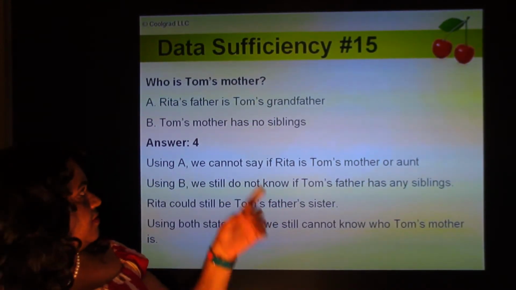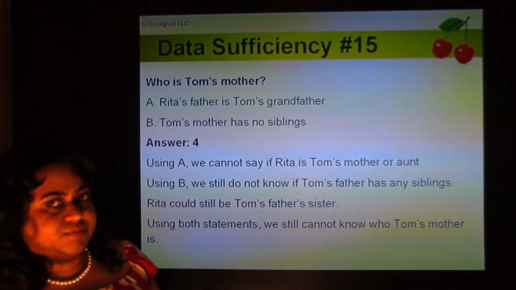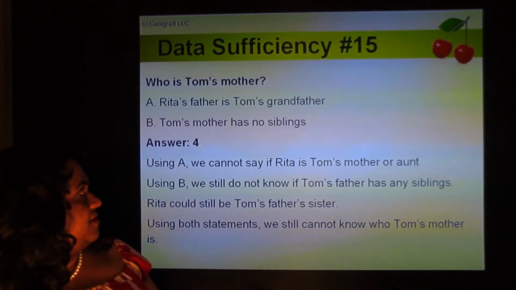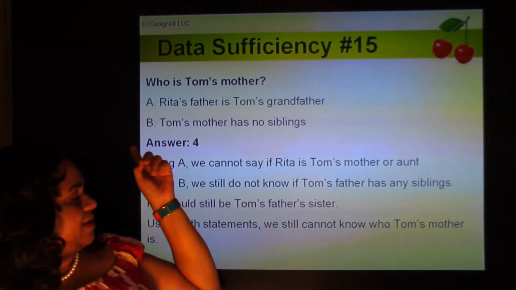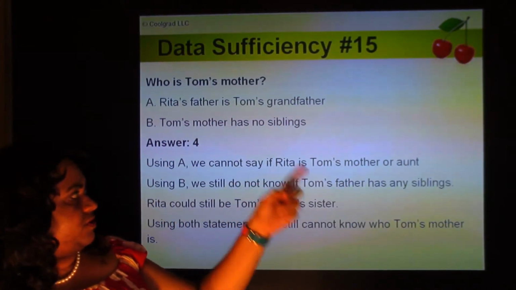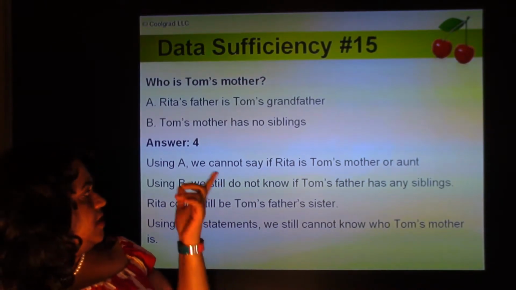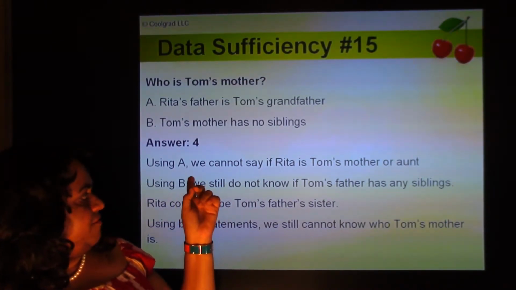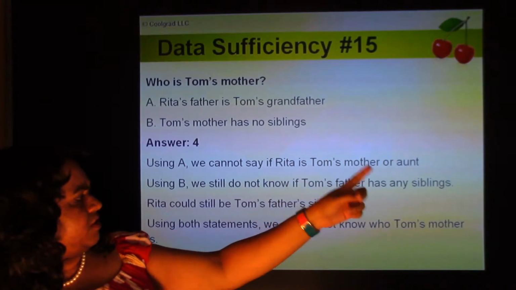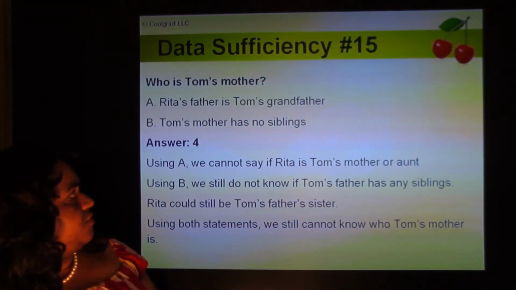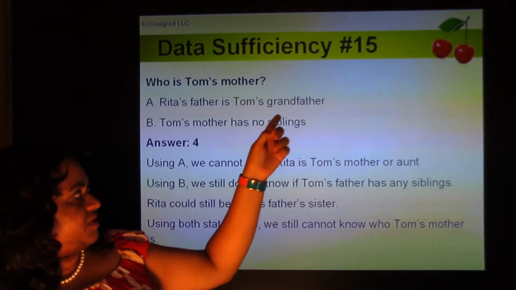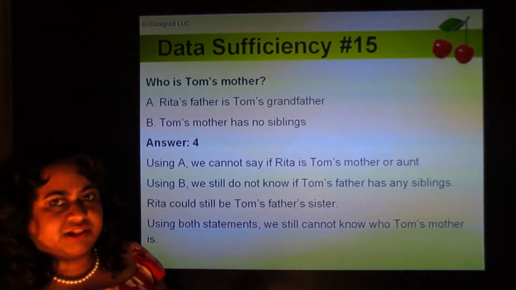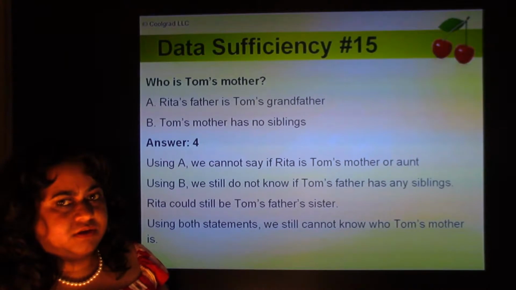Question number 15. Who is Tom's mother? Statement A. Rita's father is Tom's grandfather. Statement B. Tom's mother has no siblings. So using statement A alone, what do we infer? We cannot say if Rita is Tom's mother or aunt. Rita's father is Tom's grandfather. So remember, Tom's grandfather can be his maternal grandfather or his paternal grandfather.